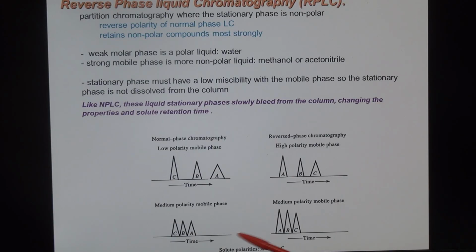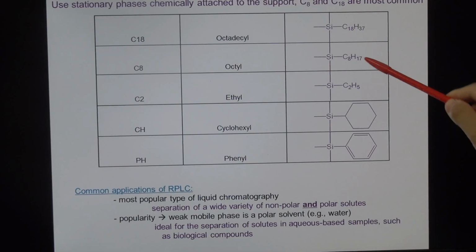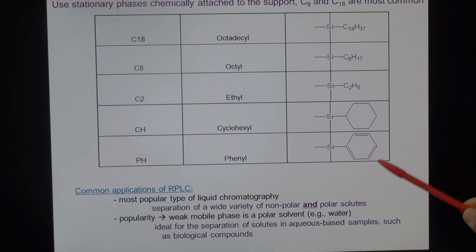So depending on the kind of chromatography, normal phase or reverse phase, they can separate different kinds of compounds, more polar ones or more nonpolar ones. For reverse phase, basically we use a very nonpolar solid support, either alkyl groups or cyclohexyl or phenyl groups.